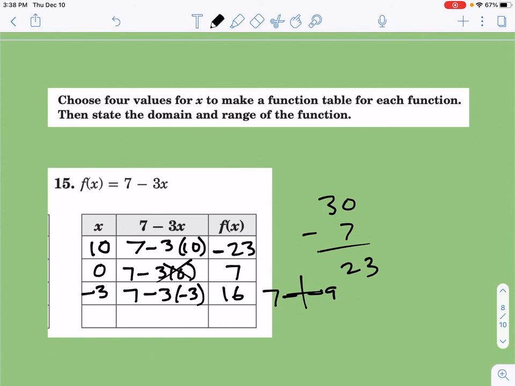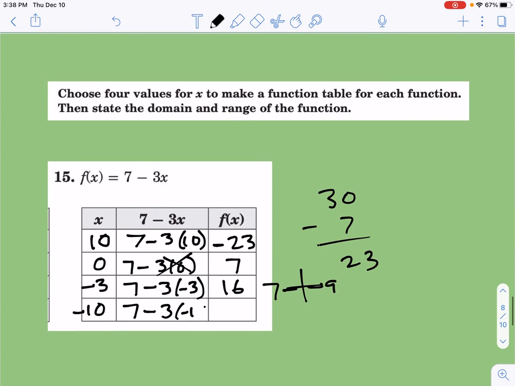All right, so you can see kind of what's going on. They start negative, and they go up. As your x values get smaller, your y values get larger. That's kind of cool. So if I put negative 10 in, I have 7 minus 3 times negative 10. This is going to give me positive 30 because there's 2 negatives. So 7 plus 30 is 37.